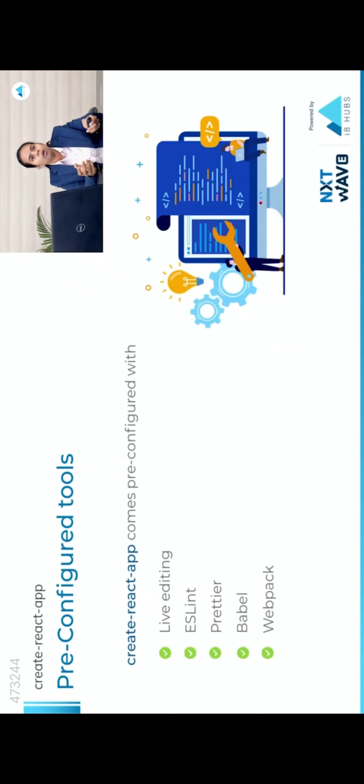We also understood that when we use create React app, it will do some pre-configuration and some setup beforehand. So let's understand what comes with this setup. There are various advantages like live editing, ESLint, Prettier, Babel, and Webpack. These are the pre-configured tools that come beforehand.